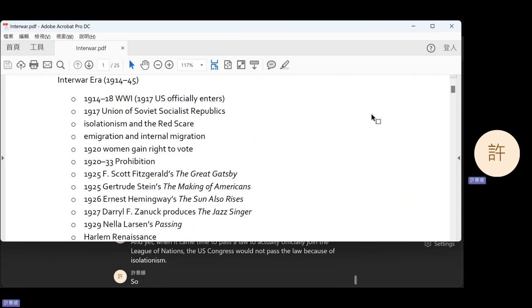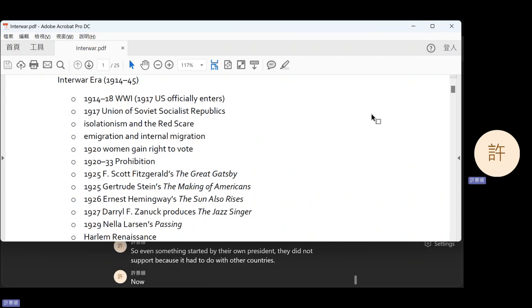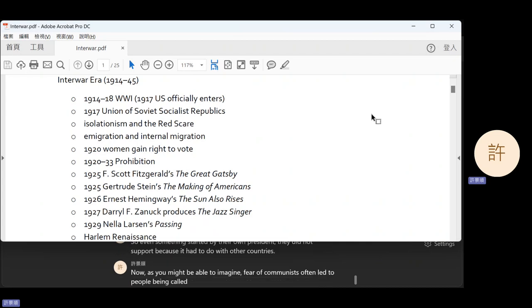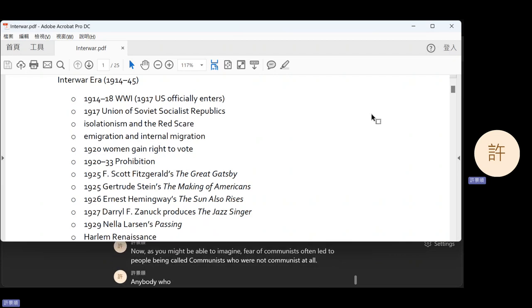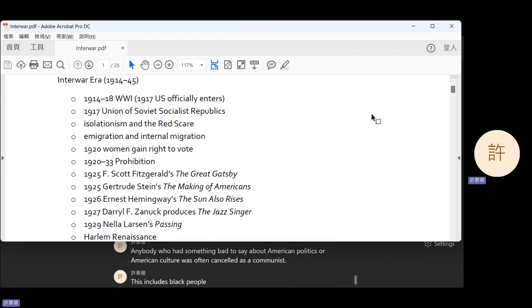So even something started by their own president, they did not support because it had to do with other countries. Now, as you might be able to imagine, fear of communists often led to people being called communists who were not communist at all. Anybody who had something bad to say about American politics or American culture was often canceled as a communist. This includes Black people, African American people, former slaves.